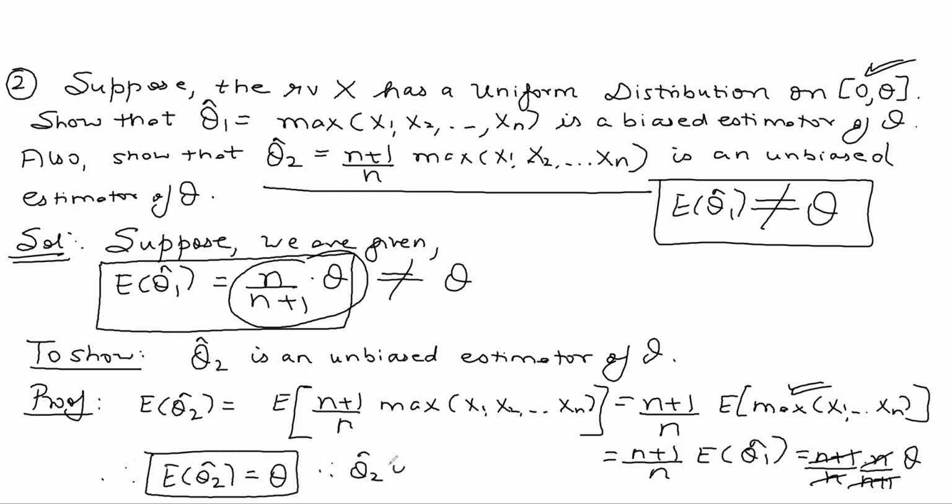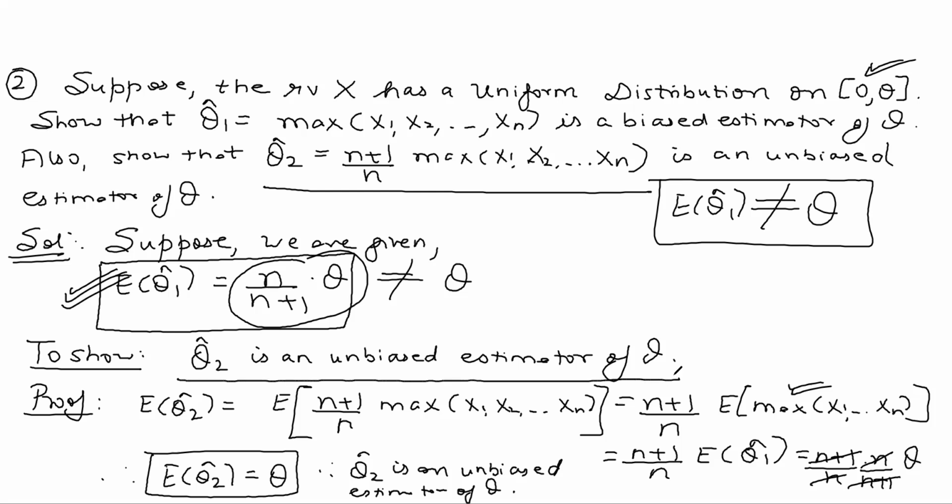Therefore, theta 2 hat is an unbiased estimator of theta. Now, in order to prove this in the exam, you will be given this part. You will be given that mathematically the expected value of theta 1 hat is equal to n upon n plus 1 times theta. This information will be given to you in the exam. Using this information, you will show that theta 2 hat is an unbiased estimator of theta. So we got the expected value of theta 2 hat as theta, and we have shown that theta 2 hat is an unbiased estimator of theta.